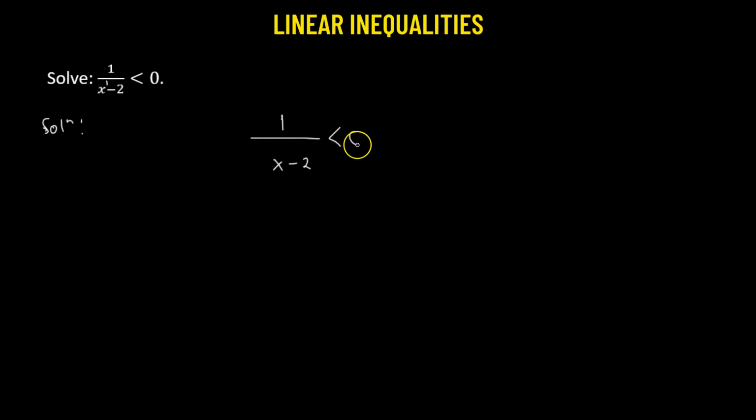is less than 0. Now if we consider the numerator, which is 1, the 1 is always positive. So that means our value 1 is always greater than 0. This is a positive number. So that means we have a positive number divided by another number, which is x minus 2, such that our result is less than 0. It means that our result is a negative number. So that's only possible if our denominator is a negative number. In only that case, we can say that this is going to be less than 0.